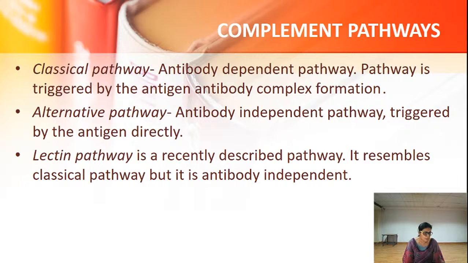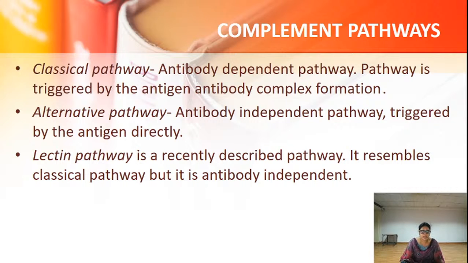So we have three types of pathways: classical pathway, alternate pathway, and lectin pathway. A common thing in all of these is that they ultimately make membrane attack complexes, which make the cell die by making holes. Whatever the pathway, the action is the same, but how these pathways differ is basically the initiation step. The classical pathway is initiated by antigen antibody complex, whereas the alternate pathway and lectin pathway are initiated, alternate by antigen and lectin by antibody, right?